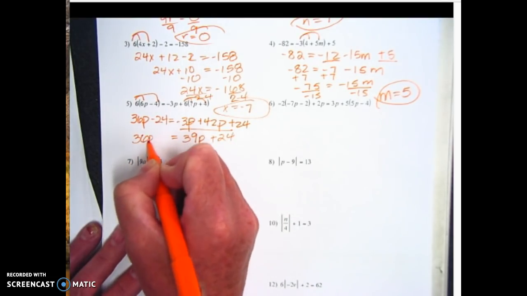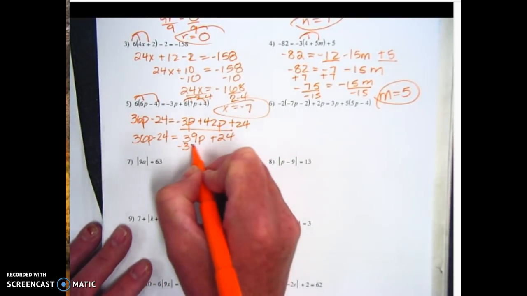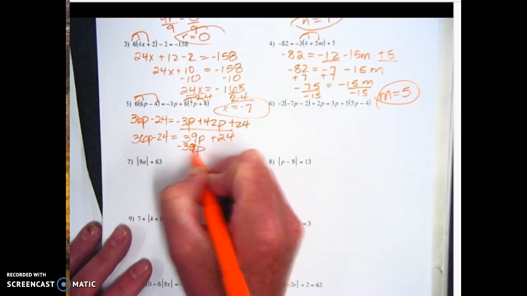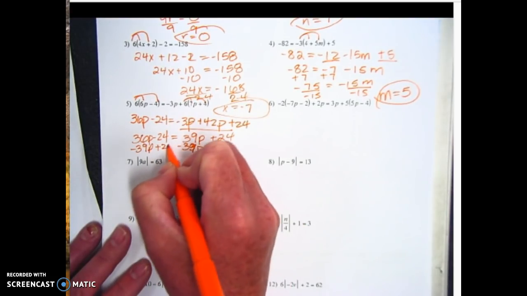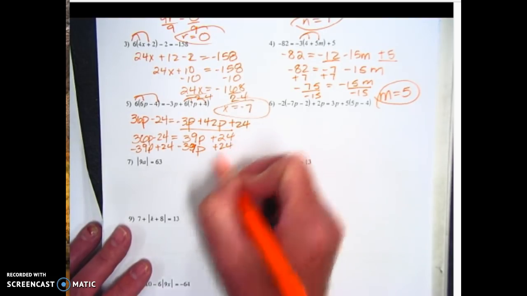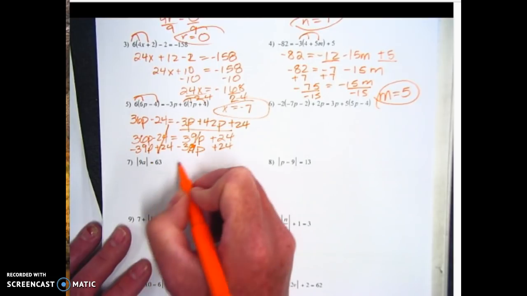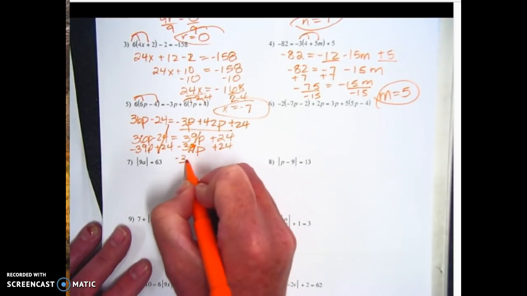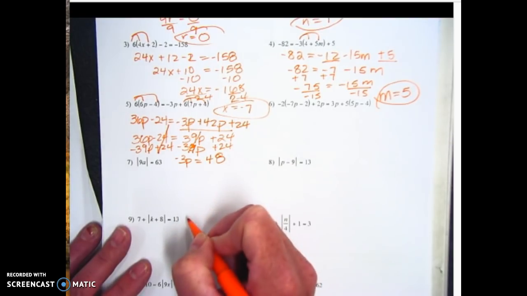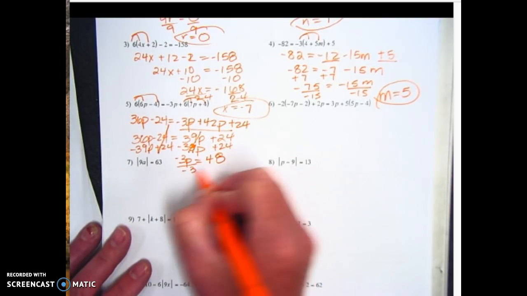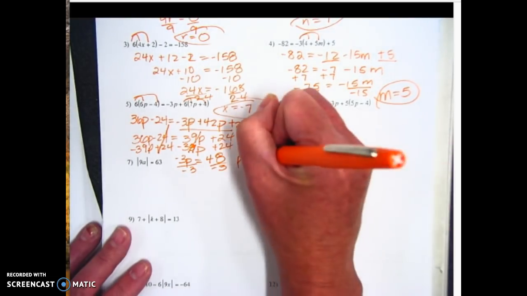36p over here. All right, so let's subtract 39p from both sides. Add 24 in the same step. These are opposites, these are opposites. So 36p minus 39p is negative 3p. And then 24 plus 24 is 48. So when we divide by negative 3, I got p is negative 16.